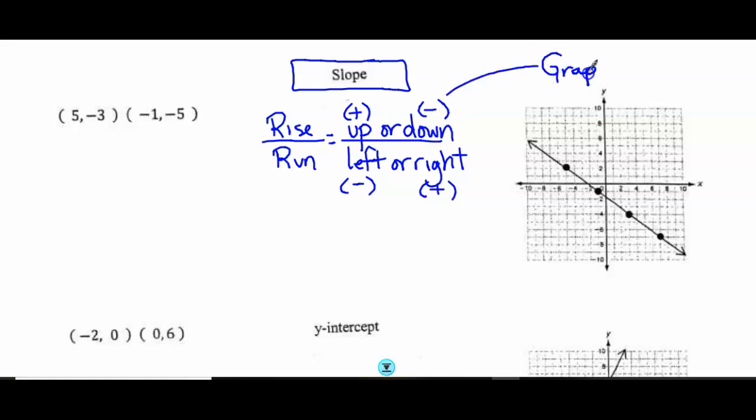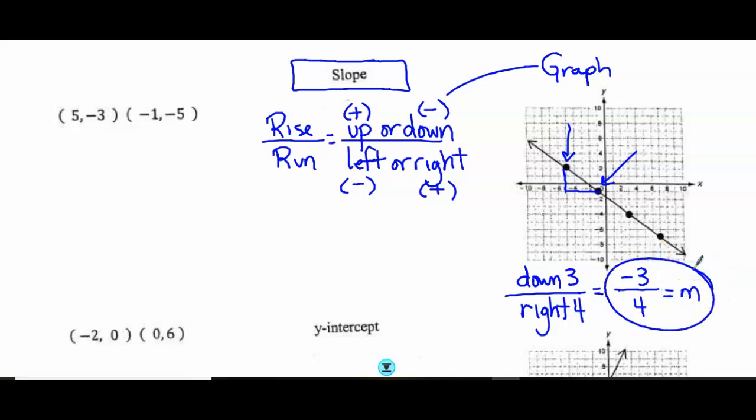So in this example to the right, I'm going to do the counting method that we've done several times. I'm going to pick this point, and I'm going to pick this point. And I'm always going to go either up or down first. So this is 1, 2, 3. This is down 3. And then it is 1, 2, 3, 4 to the right. Right 4. Down 3 is negative 3. Right 4 is positive 4. So this slope would be negative 3/4. And that's what you should have done last week when you were writing your equations.